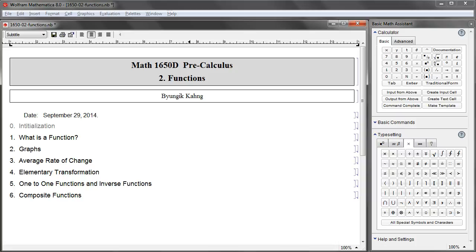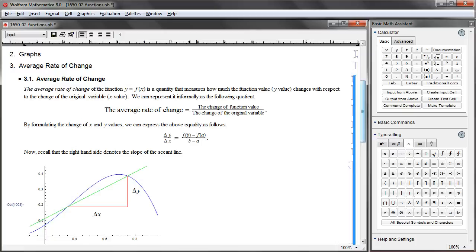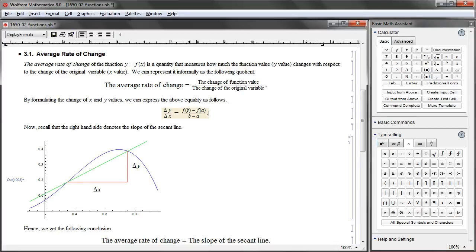But this is a very short section. I don't know if it is really worthy of spending our class time here, this extra video time here. Graphically speaking, it is just the slope of the secant line. Algebraically speaking, it's this formula. And it is because the average rate of change is given by the change of function value over the change of the original variable. And the original variable is x, so the change of x is the difference of x coordinate values.